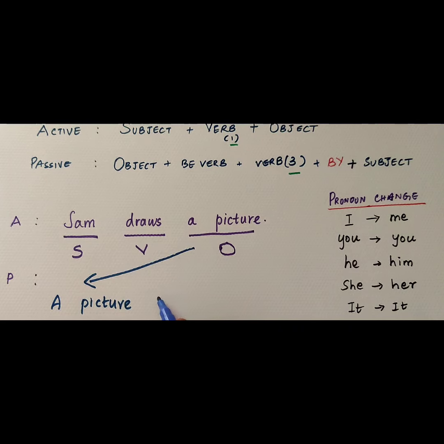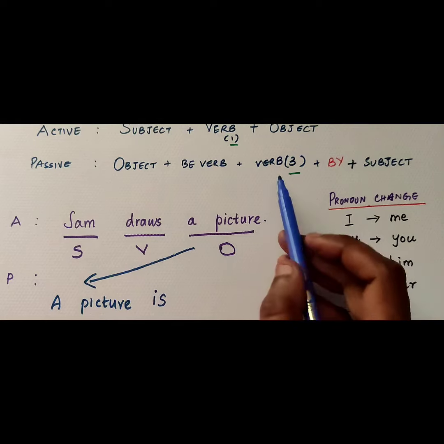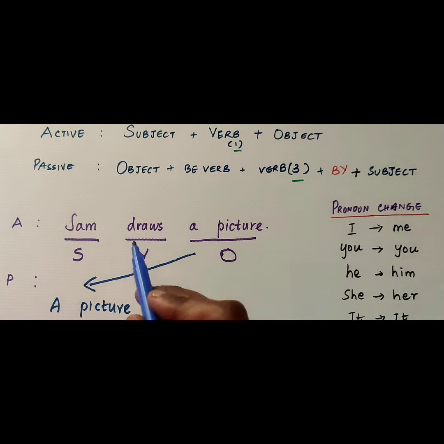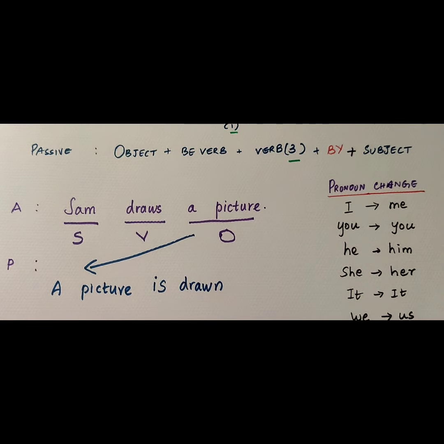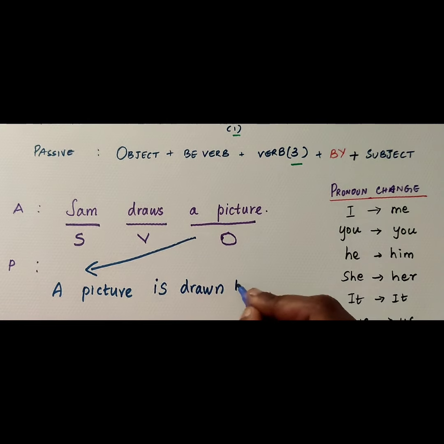So the appropriate be verb is... If it is draws many pictures, if it is many pictures then it will be a plural. Here you have to write are, but here as it is singular we are writing is. Okay, a picture is. Next, third form of the verb. Third form of draw is drawn. A picture is drawn by, add by.